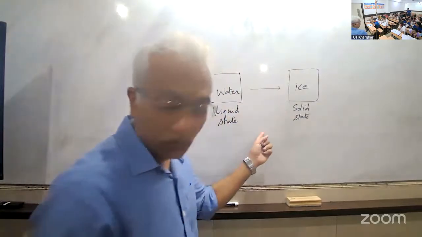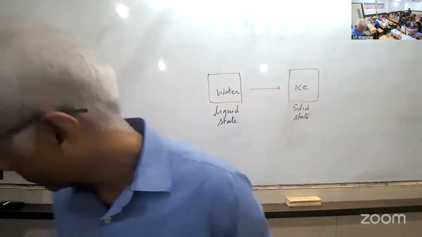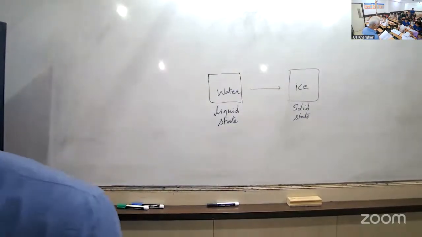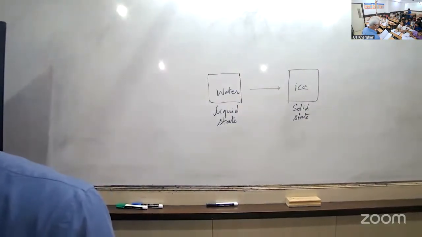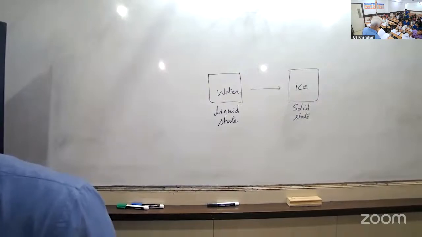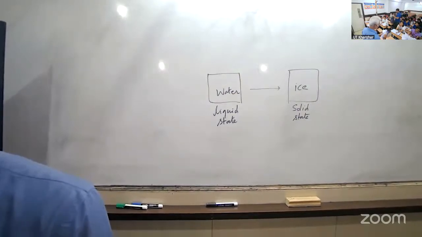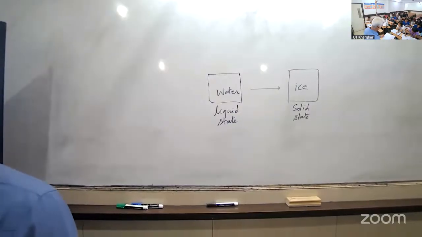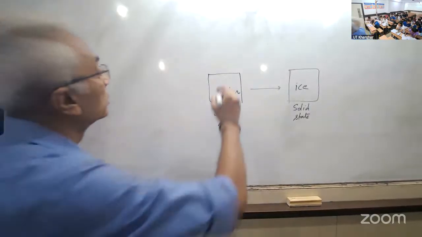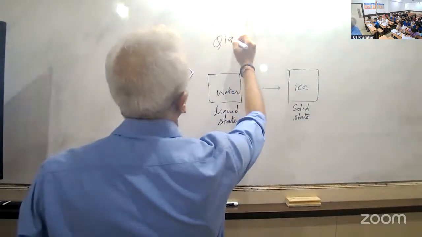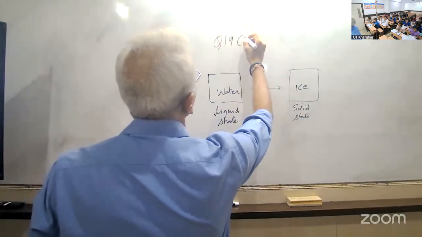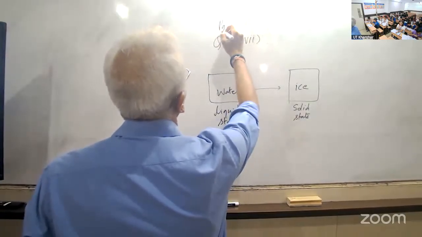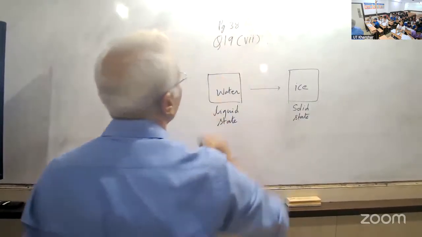Which question number is it from the volume? Just check what page and which question it is. Page number 38, question 19, part 7. Okay, this is page number 38.